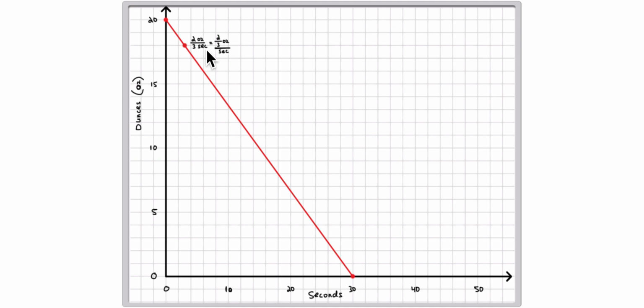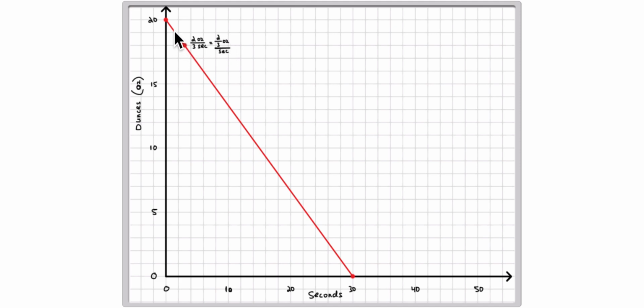So 2 ounces in 3 seconds, or 2/3 of an ounce per second. So just different ways to write that relationship. So think about that. 2 ounces in 3 seconds. So this is 3 seconds right here. And he drank 2 ounces. This is 20, 19, 18. Took 3 seconds, or it's the same as 2/3 of an ounce in 1 second.